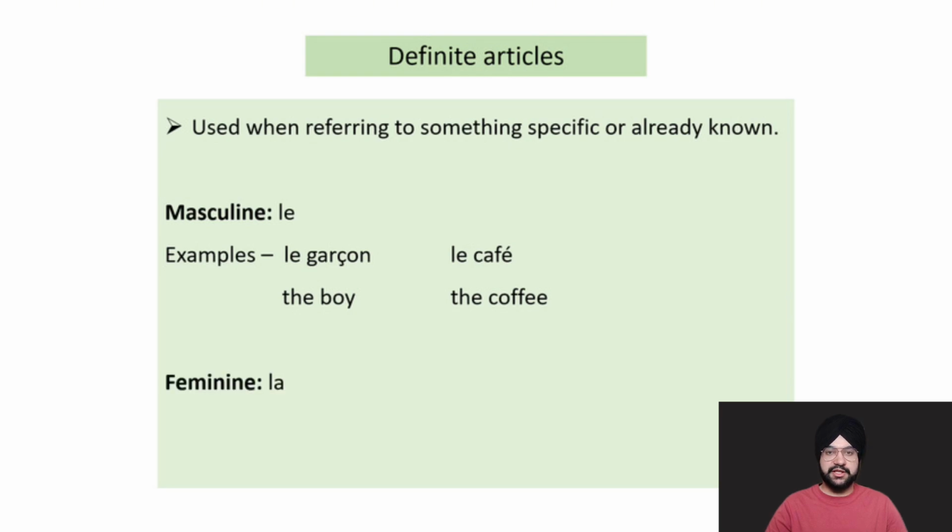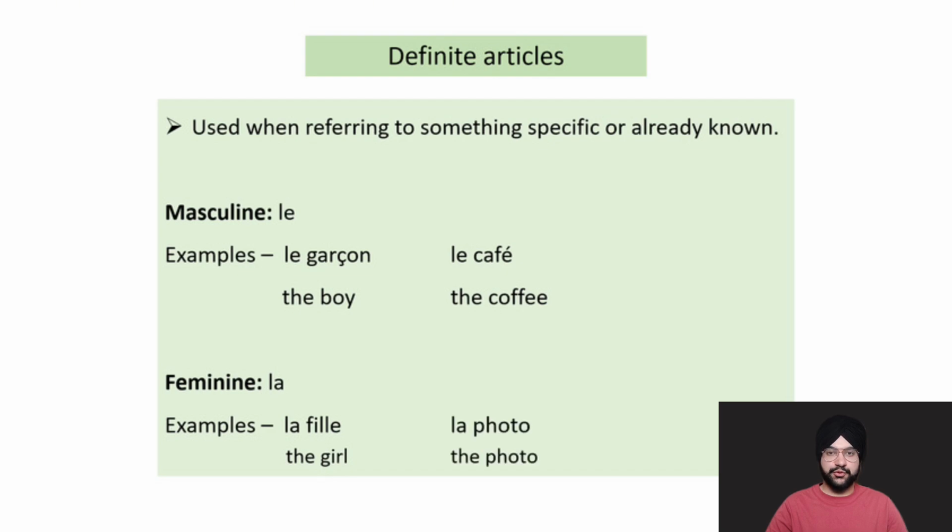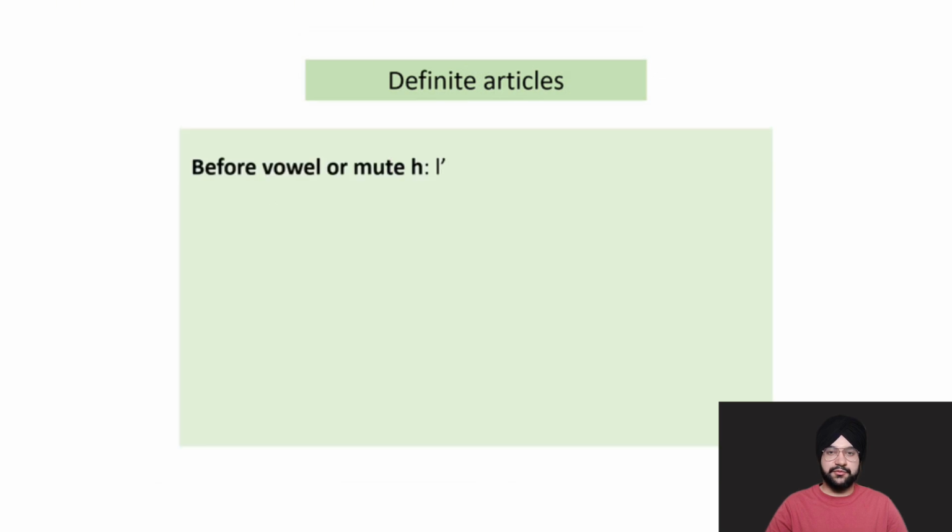When the noun is feminine, we use la. The pronunciation is la. For example, la fille. Notice the double L is silent. La fille, the girl. Another example could be la photo, the photo.